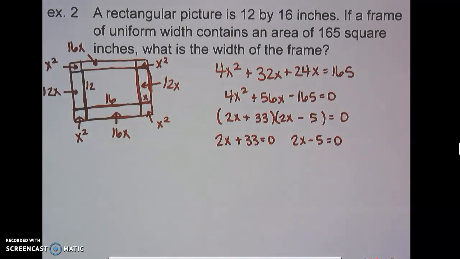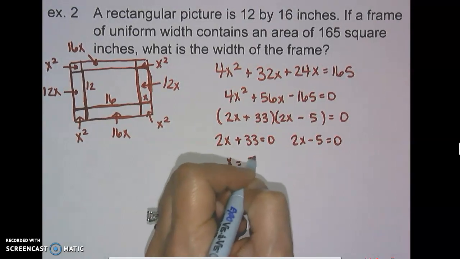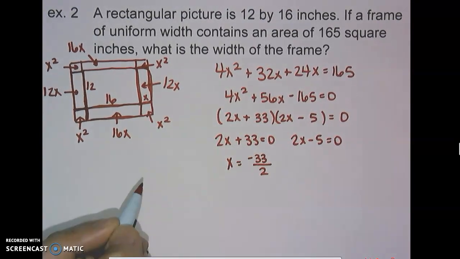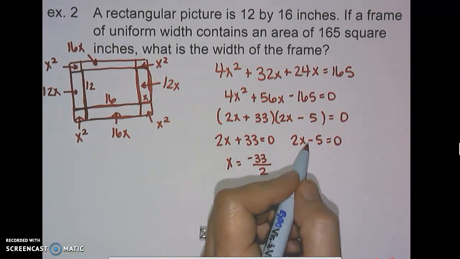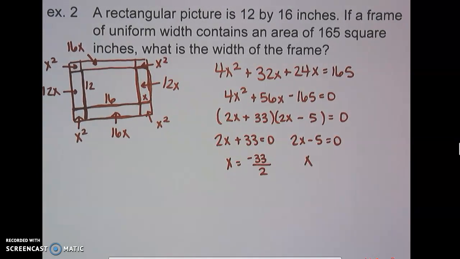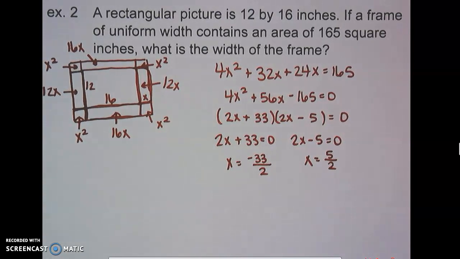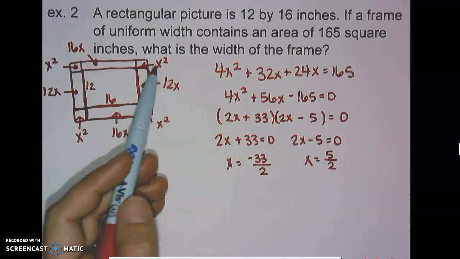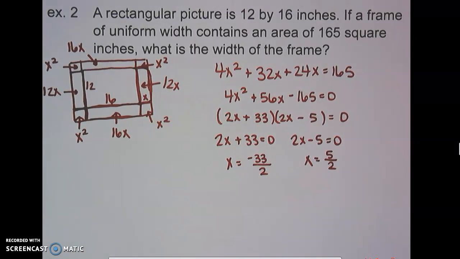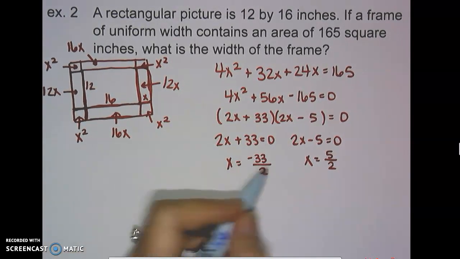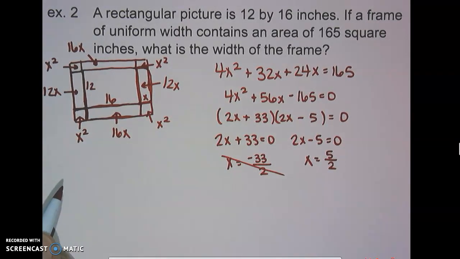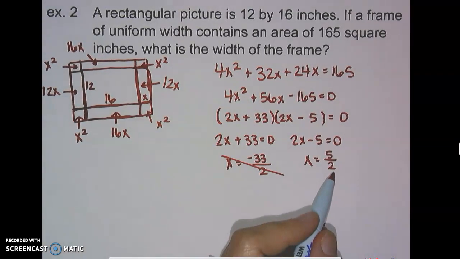So if we have 2x plus 33 equals 0, we would subtract the 33 and divide by 2 on both sides. And if we have 2x minus 5 equals 0, we would add the 5 and divide by 2. And so now we have to look at what this question is asking. It says, what is the width of the frame? Well, the width has to be a positive answer, so this one doesn't make sense, even though it is actually a solution to this. So x equals 5 halves.